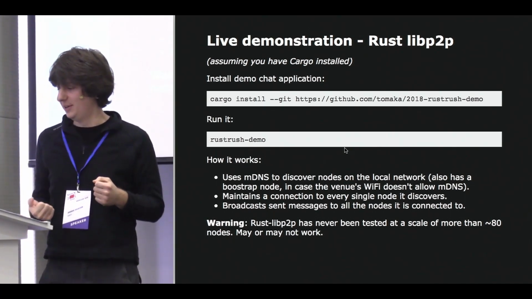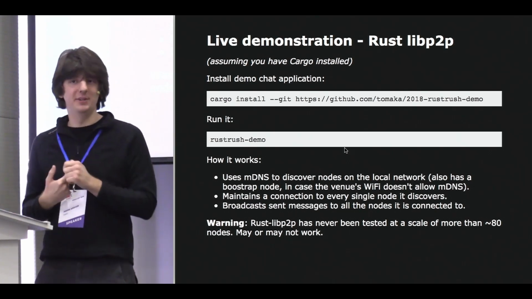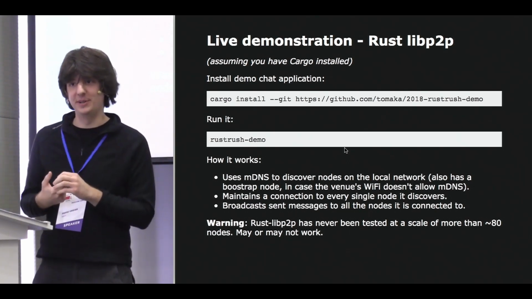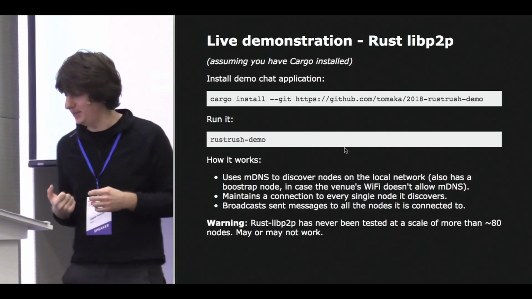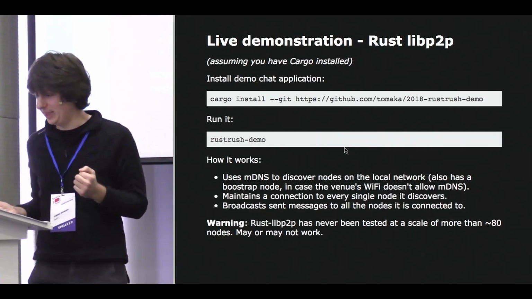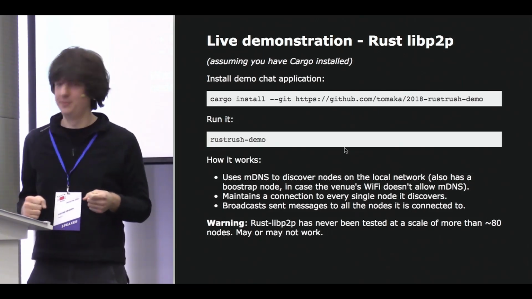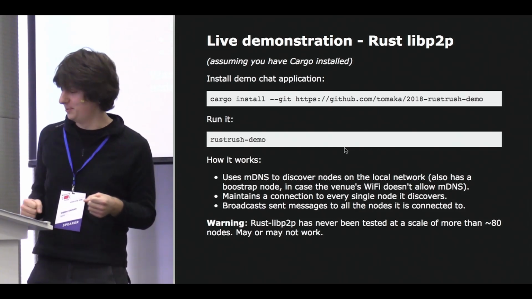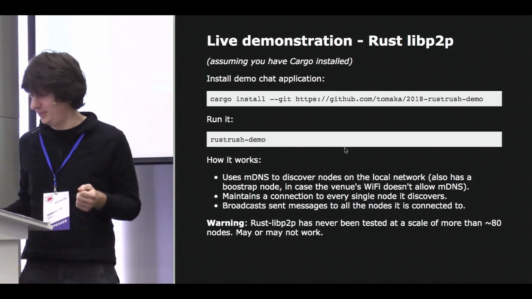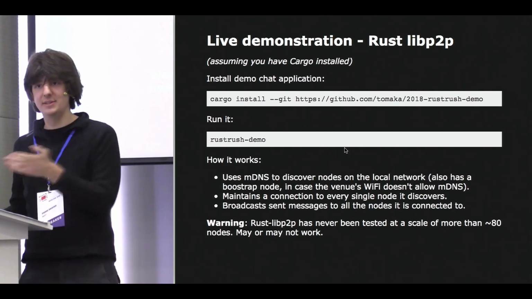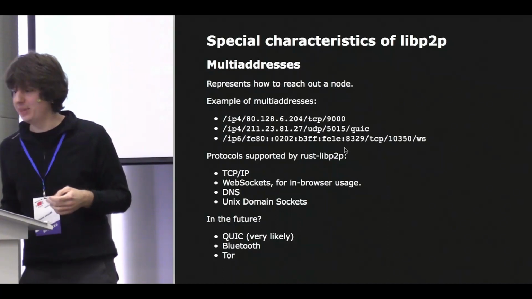Also, the UX is not so great. And you can, of course, check out the source code, but keep in mind that we are trying to improve the API, and the source code is quite messy right now. But you can check it out. And a piece of warning, we haven't tested Rust Libp2p with more than approximately 80 nodes. So you might find a bug, but hopefully not. So I'm going to continue. I hope everyone saw the URL.